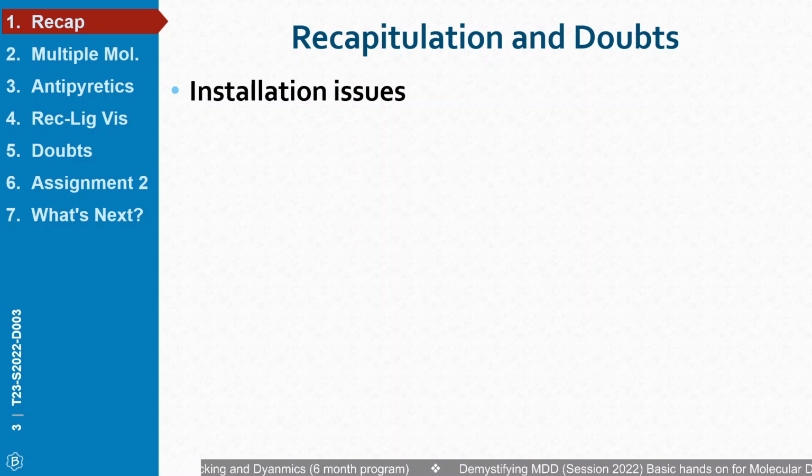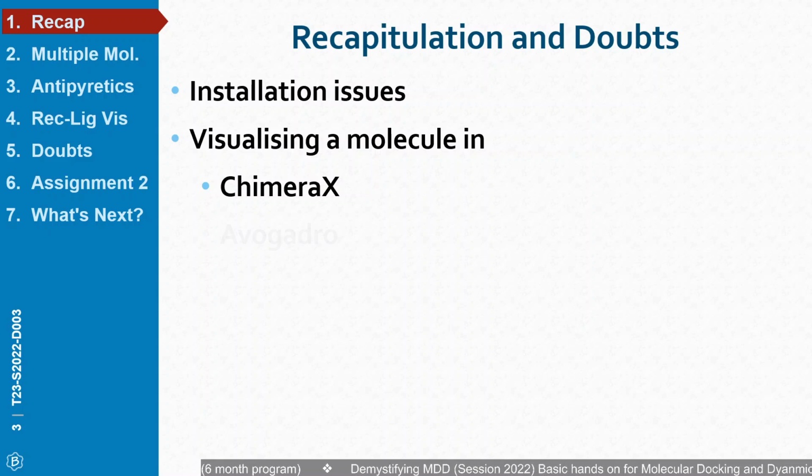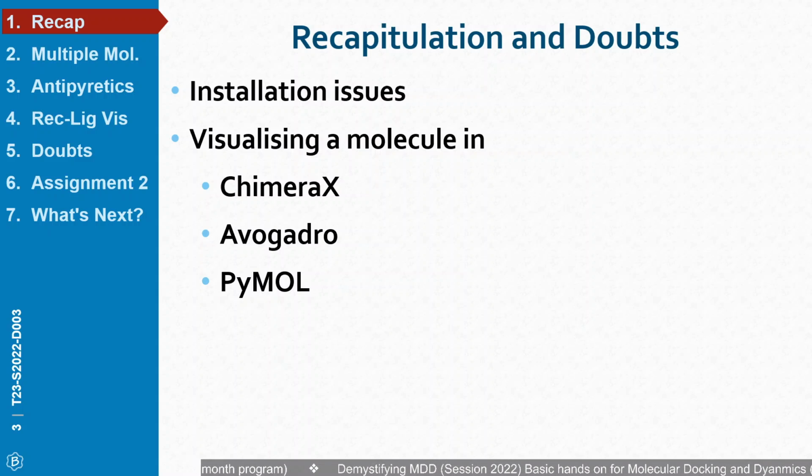In the last session we had issue with downloading and installing Avogadro on many of our system. It is well known issue. I will try to find out the solution, and I will share with you, and before it is required I will share it with you. Next, I will repeat what we did in the last session. For that I will use Chimera X and Avogadro to show how these structures look like.